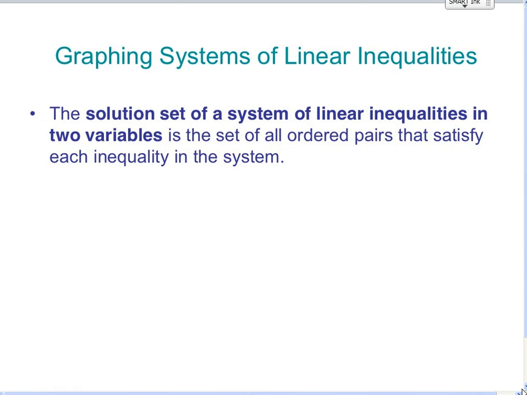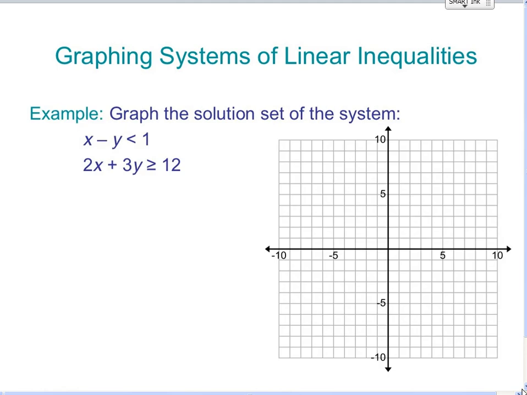To be a solution to a system of inequalities, it has to be a solution to every inequality in the system. We want to graph the solution set of this system. We have x minus y is less than 1, and we have 2x plus 3y is greater than or equal to 12.